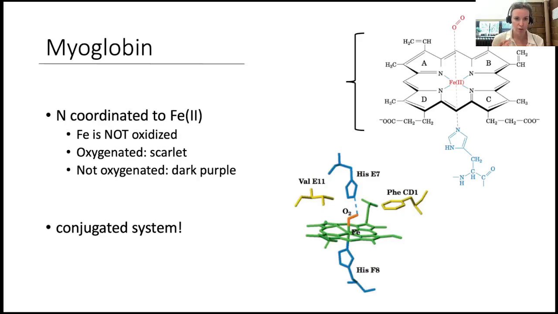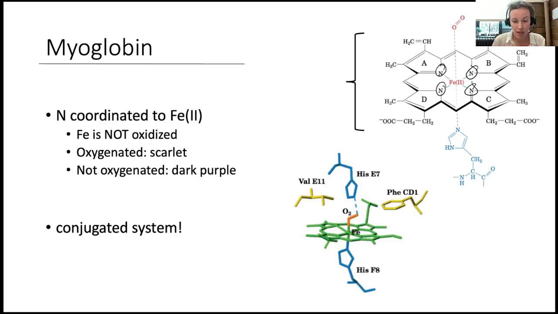In that heme molecule, you can see that the central iron is coordinated to many nitrogen atoms within the porphyrin ring, right? 1, 2, 3, 4, in addition to the histidine and the oxygen. I want to make a note that this iron 2+ is not oxidized, so it does not become iron 3+ when it binds oxygen. It just becomes oxygenated, and that's why when it is bound to oxygen, we see the scarlet color of blood. When it releases oxygen, blood changes color to a more dark purple.